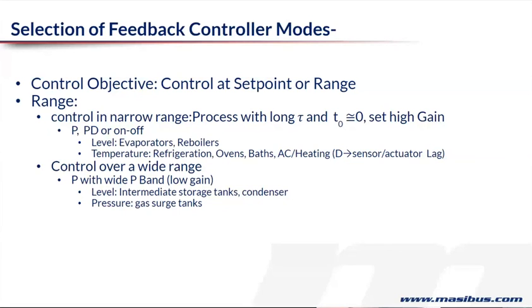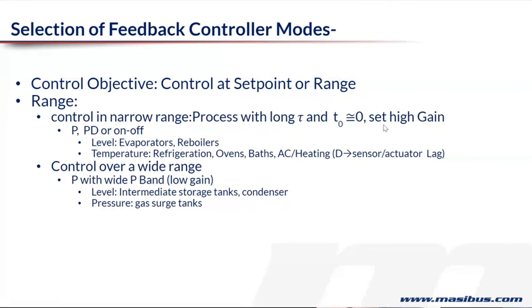So first, controlling at a set point is easy to understand. Now, when we talk of a range, we can talk of two ranges: one is a narrow range, one is a wide range. So control in a narrow range, for example, is for processes which have a long time constant and T0 almost equal to 0.